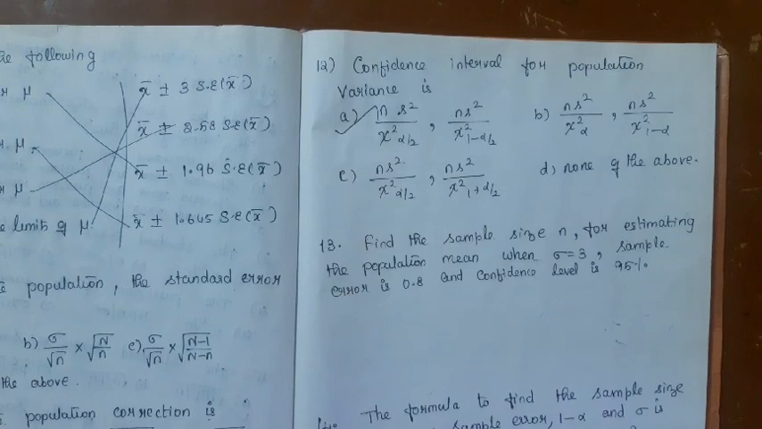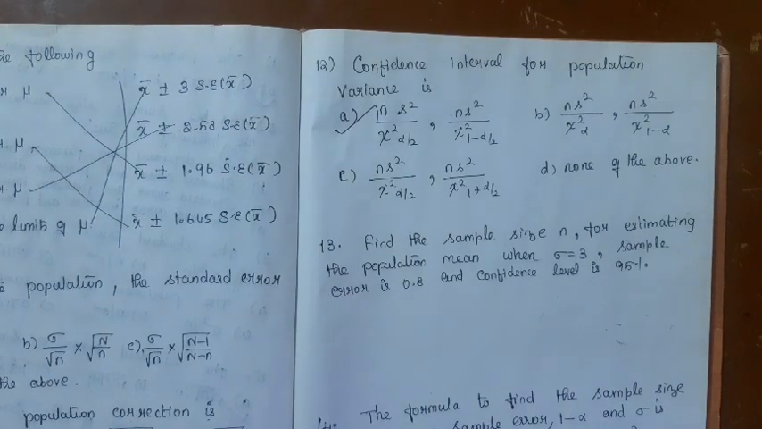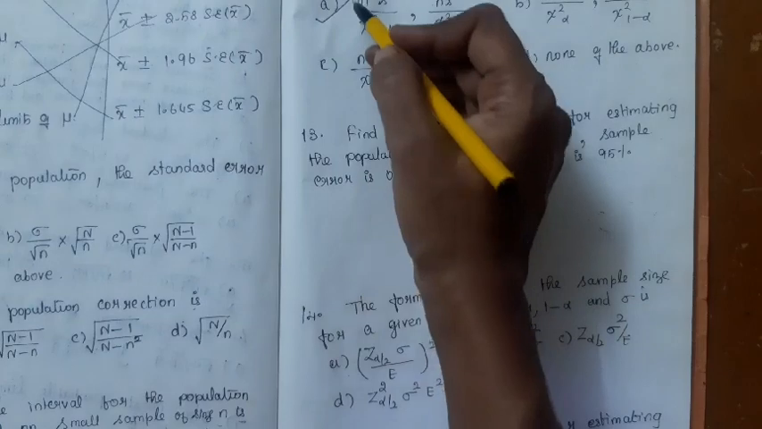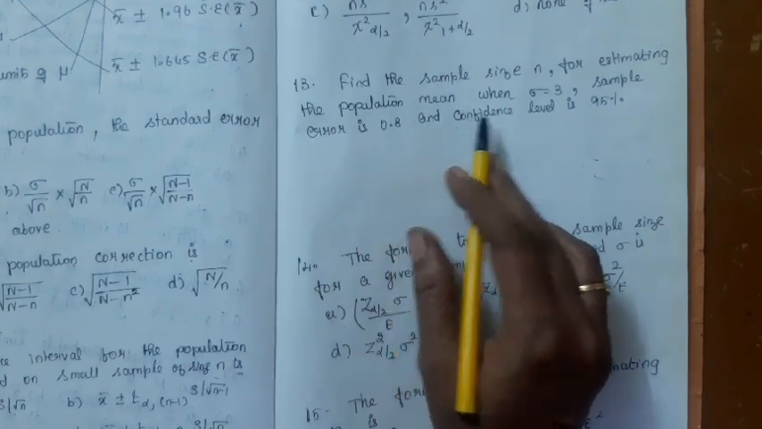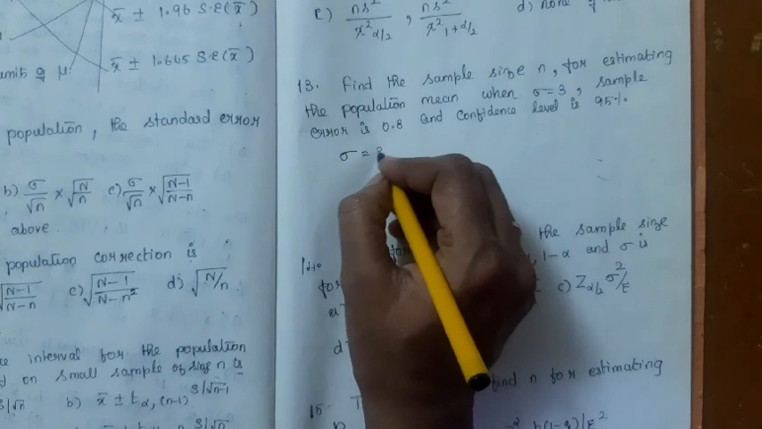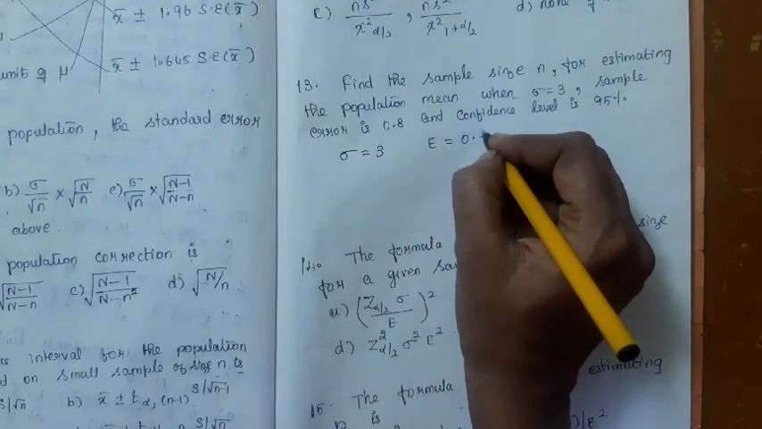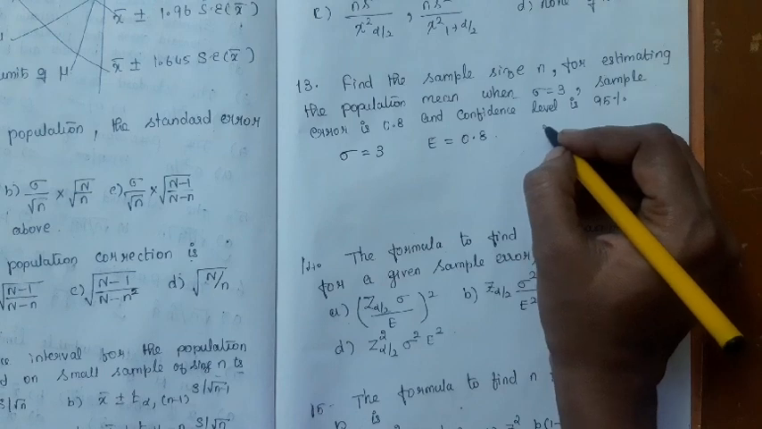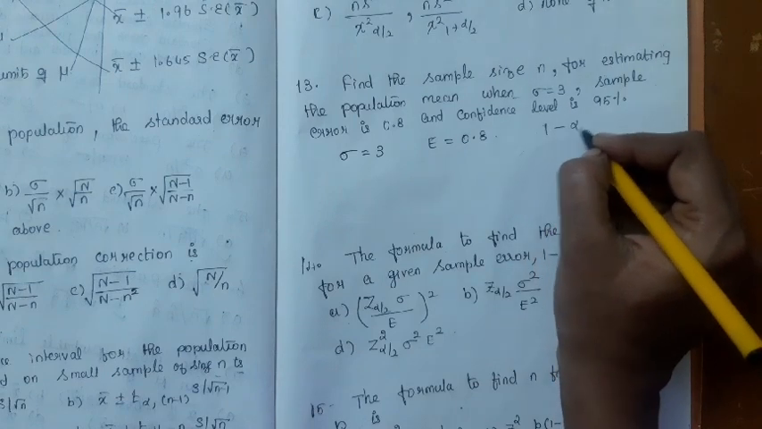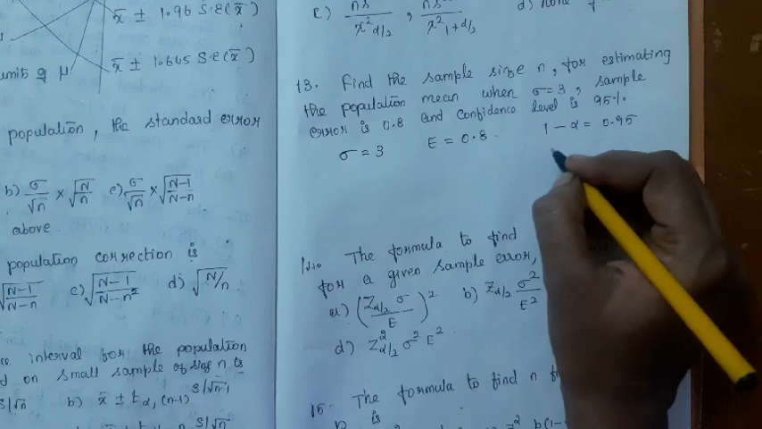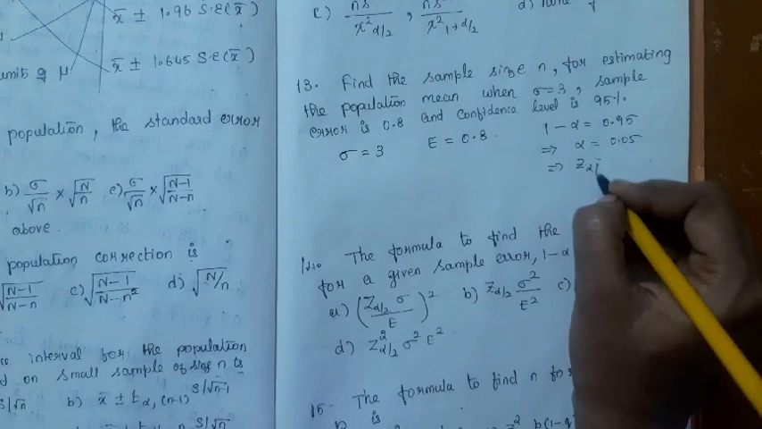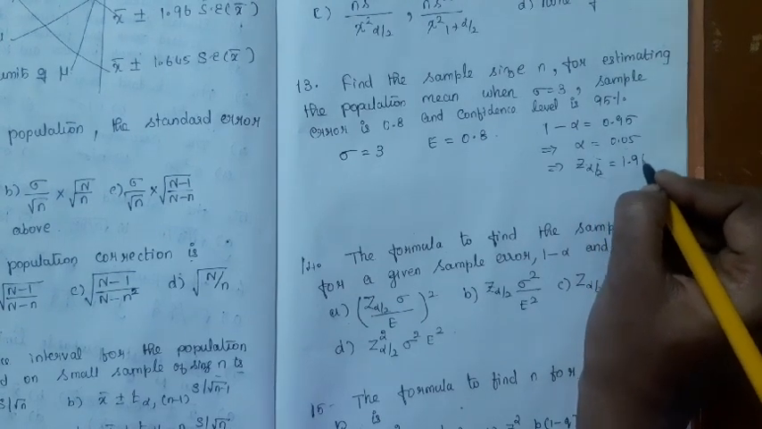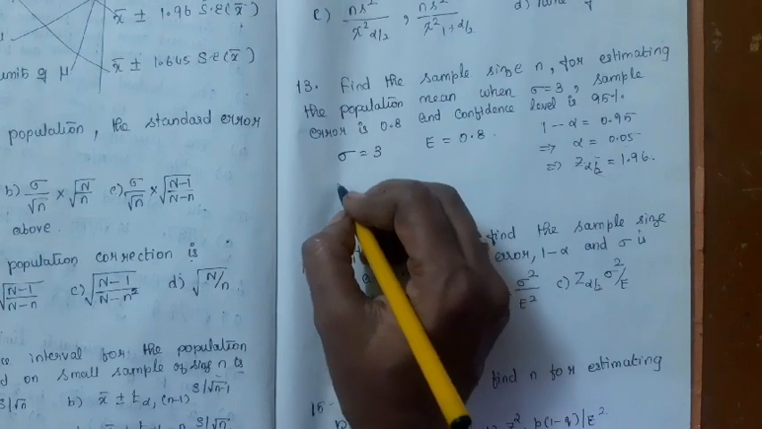variance is this: (n s square by chi square alpha by 2 comma n minus 1, n s square by chi square 1 minus alpha by 2 comma n minus 1) within bracket. Now find the sample size n for estimating the population mean when sigma is equal to 3, error is equal to 0.8, sample error is 0.8, and the confidence level, that is 1 minus alpha, is 0.95, which implies alpha is 0.05, which implies z alpha by 2 is 1.96. Okay. So what is n?